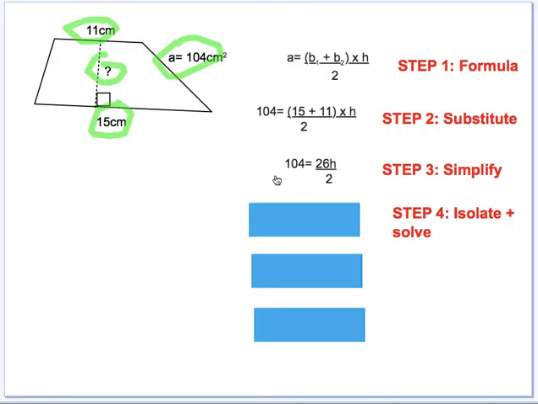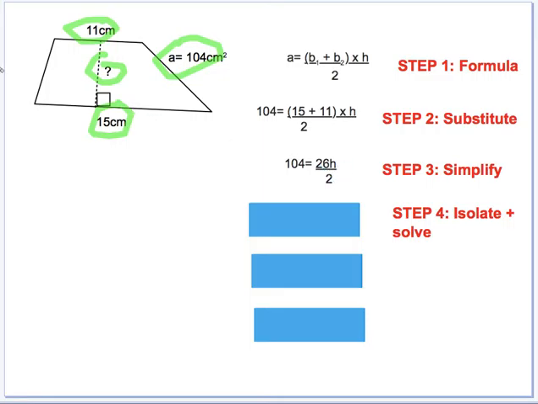So we're going to simplify. And if you're looking at this one and you're saying, well, where did the 26 come from? It's just simplification of the brackets. 15 plus 11 is 26. 26 times h. It's essentially saying how many h's do you have? Well, I have 26 h's. It's being divided by 2. That's what h is. H is being multiplied by 26, and it's being divided by 2.